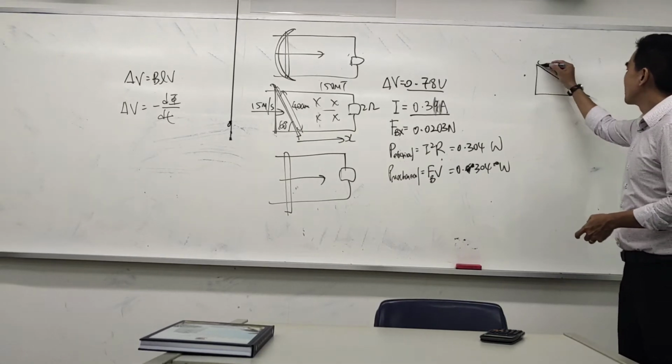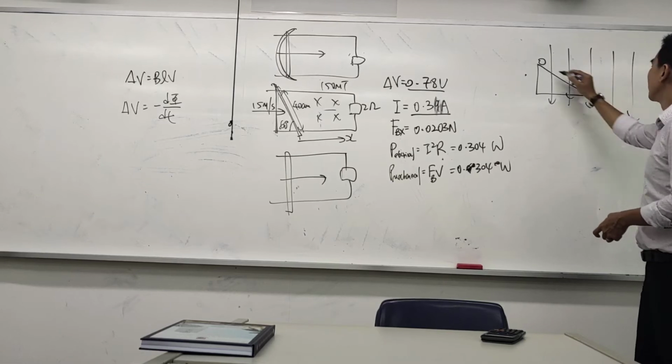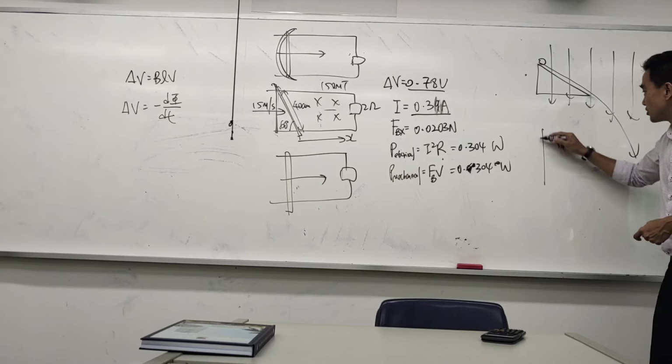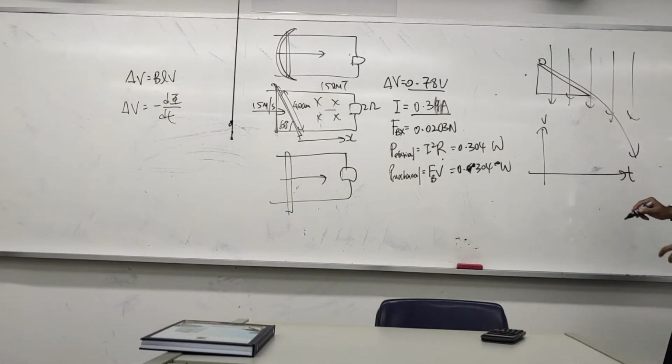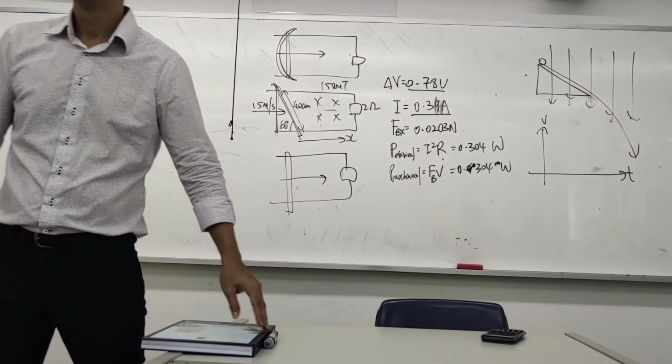I have a rod over here moving in a uniform magnetic field, and the rod goes like this. If I were to ask you to plot the EMF induced across the rod against time, how would it look? Think about this.